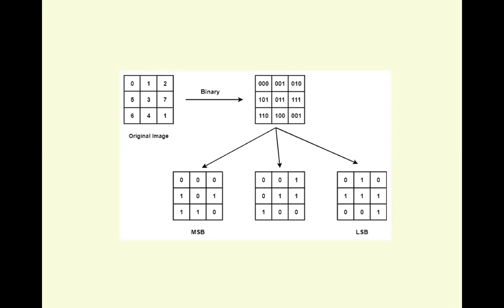So MSBs are taken out first. So it will be 0, 0, 0, 1, I'm sorry, 1, 0, 1, 1, 1, 0. These bits are taken out and this grid is formed. Similarly, the middle bits are taken: 0, 0, 1, 0, 0, 1, 0, 1, 1, 0, 1, 1, 1, 0, 0, 1, 0, 0. And the LSB will be 0, 1, 0, 1, 1, 1, 0, 0, 1 and so on. So these are the 3 planes. Obviously all the planes are binary planes. This is the technique of bit plane slicing.